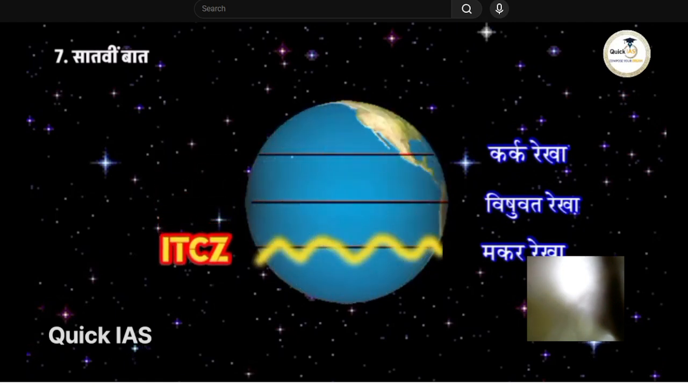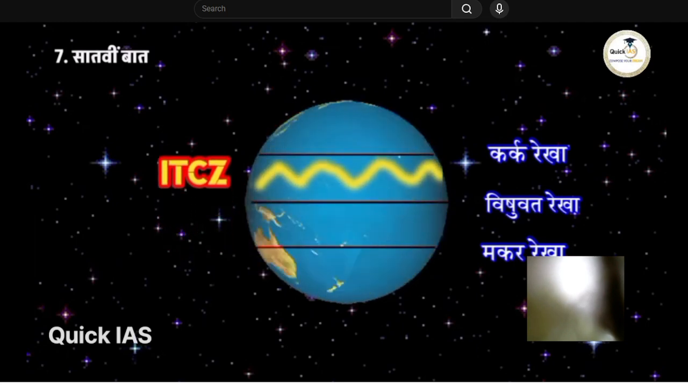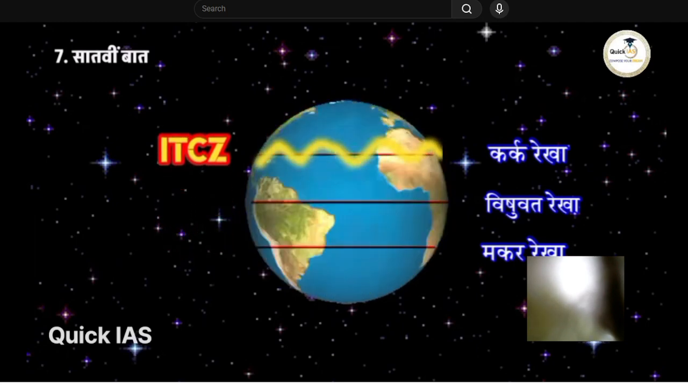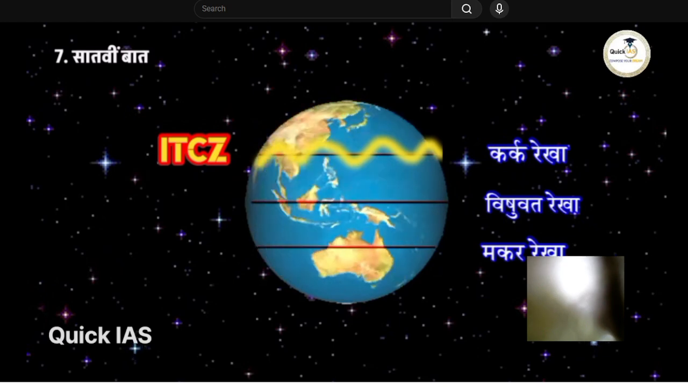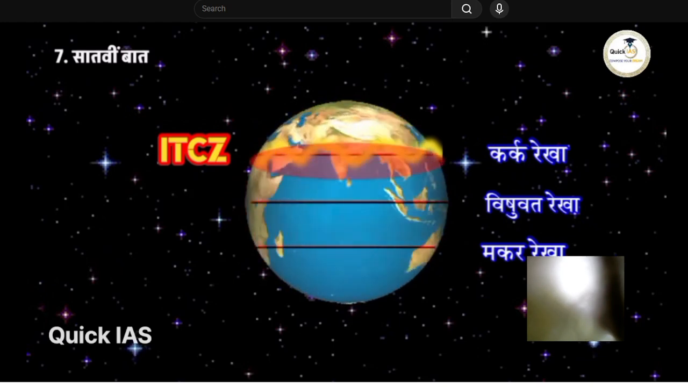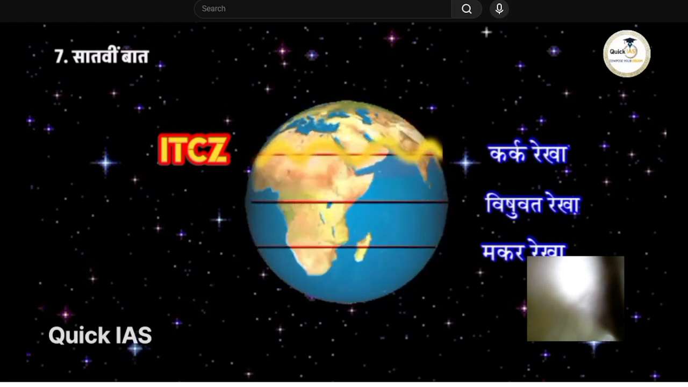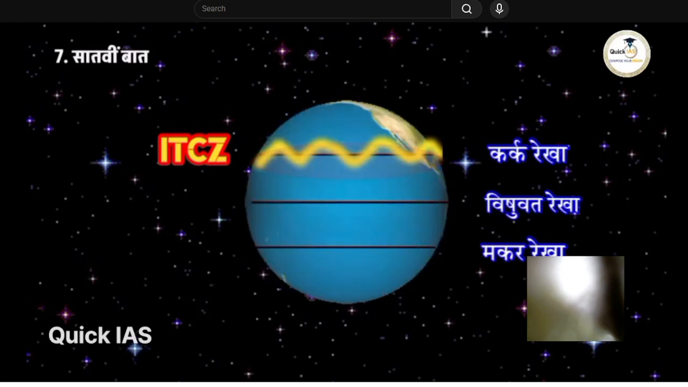I told you earlier that the ITCZ is a hot belt, so wherever this belt is there will be a low pressure area, and if there is a low pressure area, then it will rain there. Know directly that wherever the ITCZ goes, it will cause rain there. Now let us understand the pre-monsoon.